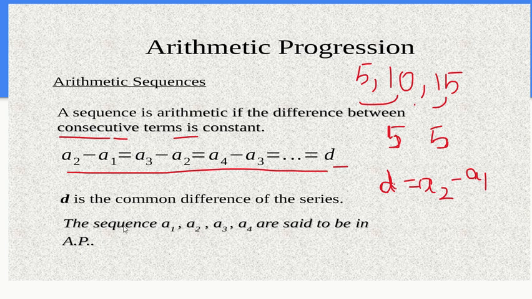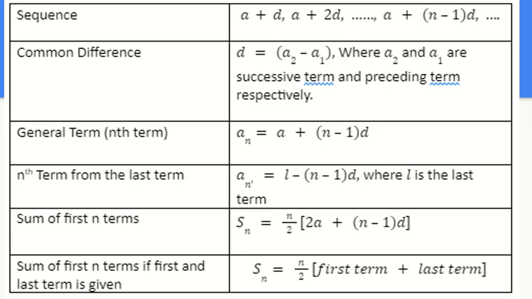If the common difference is constant, then the sequence, whatever we have said here, A1, A2, A3, A4 like that, is said to be in AP. Right? So let us see what is a sequence. What is the formation of a sequence? The general form of a sequence: first it will start with A, then A plus D, then A plus 2D, right? Then at last you will get the term as A plus (N minus 1)D. It will end up like that, right?